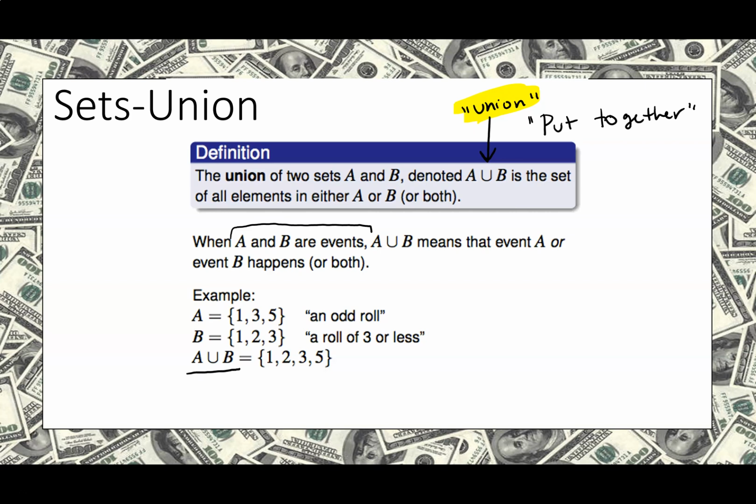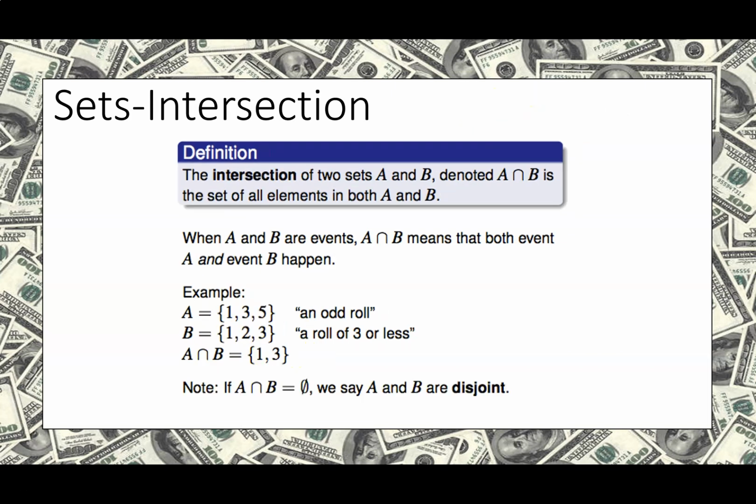All right, so if A is 1, 3, and 5, and B is 1, 2, and 3, that means that A union B needs to be everything put together. So if there is a 1 in A, there better be a 1 in A union B. If there's a 3 in A, there better be a 3 in A union B. If there's a 5 in A, there better be a 5 in A union B. Oh, there's a 1 in B. Oh, it's already in there. Awesome. We need a 2. Oh, we need to put in a 2. And then we also need to make sure there's a 3. Well, it's already in there, so we're good to go.